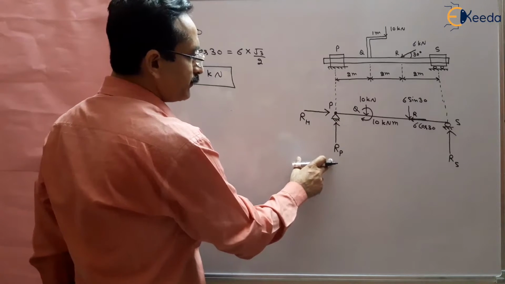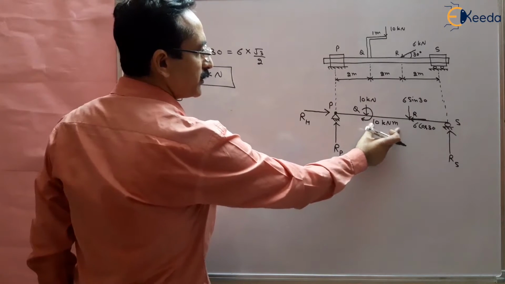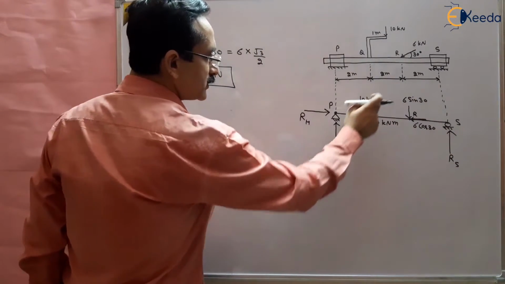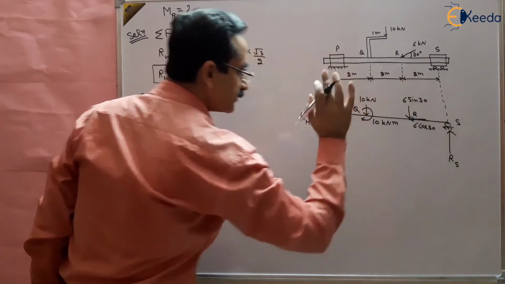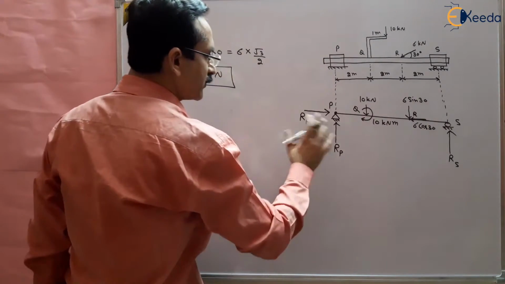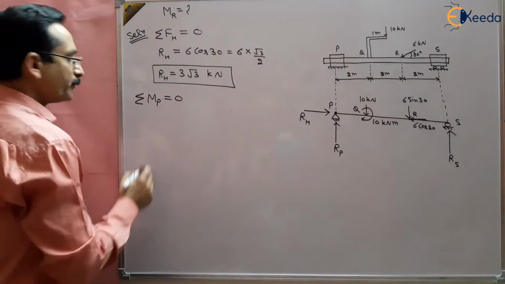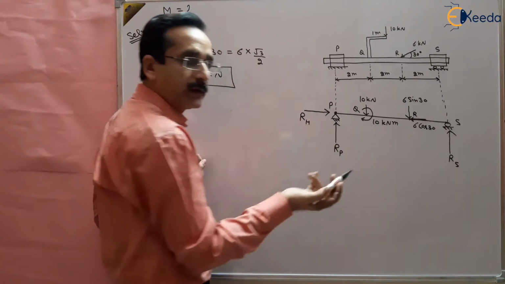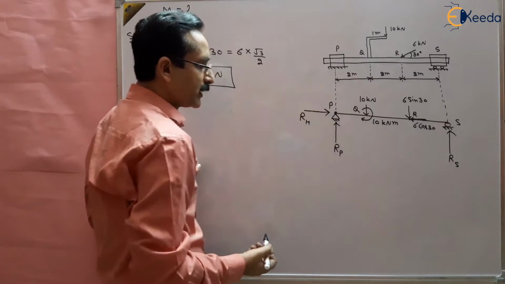So how many forces are there? RH, RP, 10 kilonewton, 10 kilonewton meter, 6 sin 30, 6 cos 30, and RS. 1, 2, 3, 4, 5, 6, 7 forces or moments are there, right? So the moment of RH will be 0 because RH is passing through P point only. So there is no moment of RH.